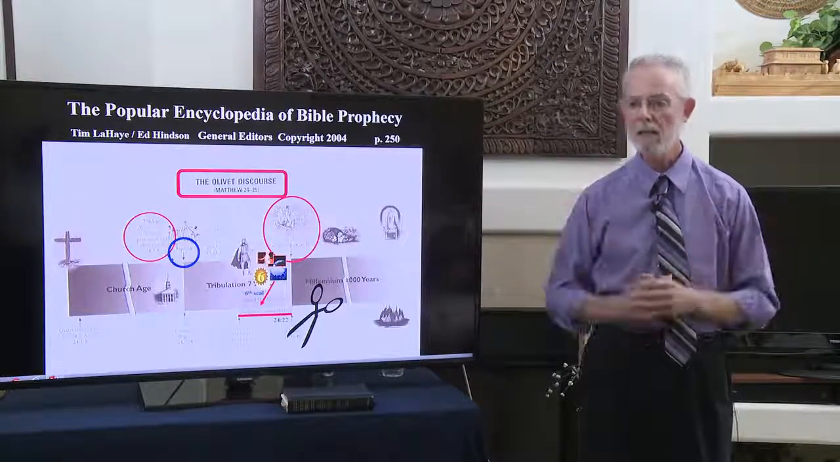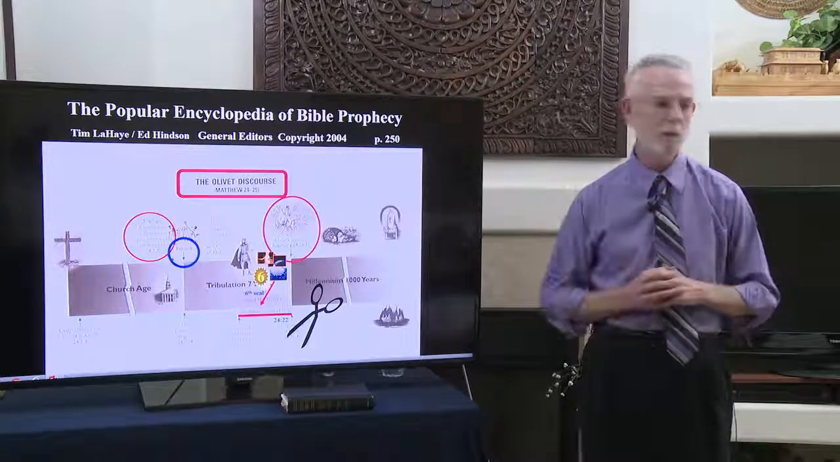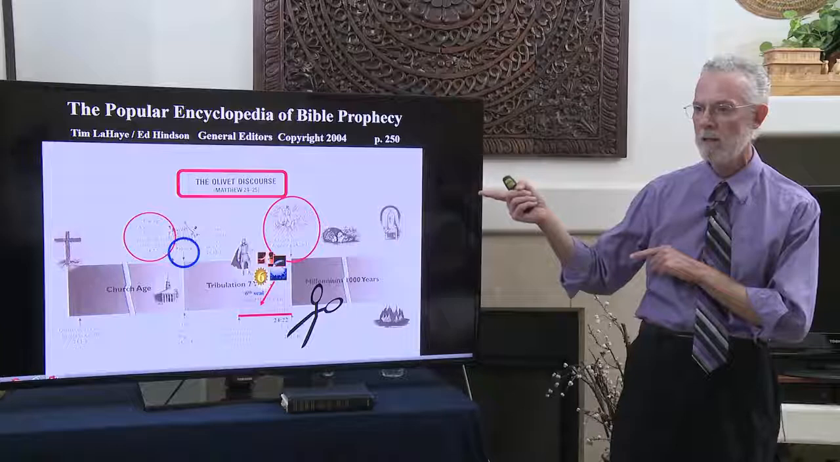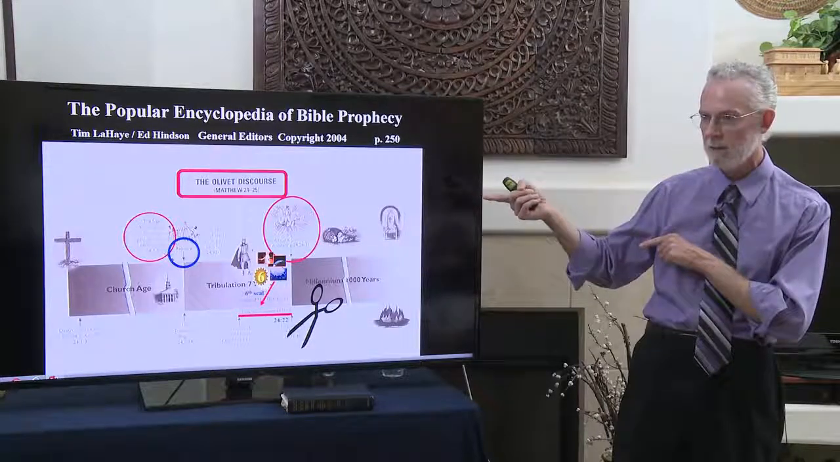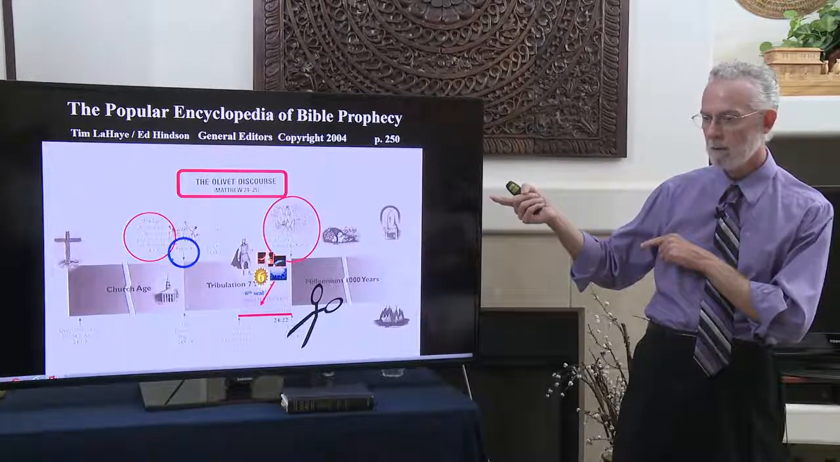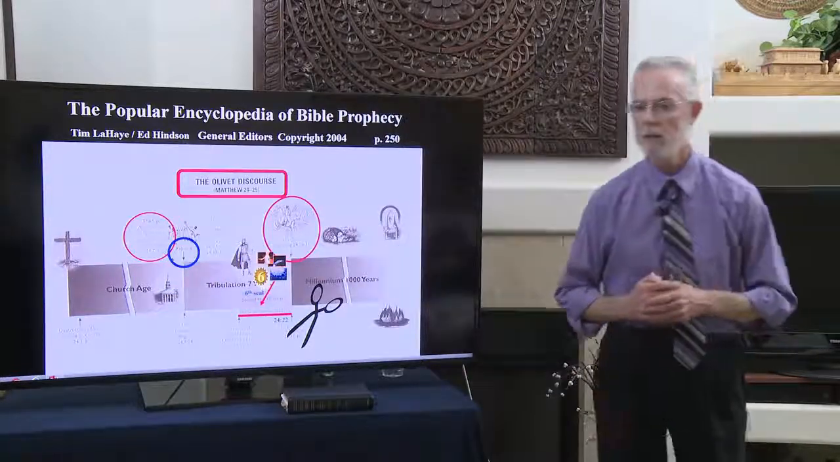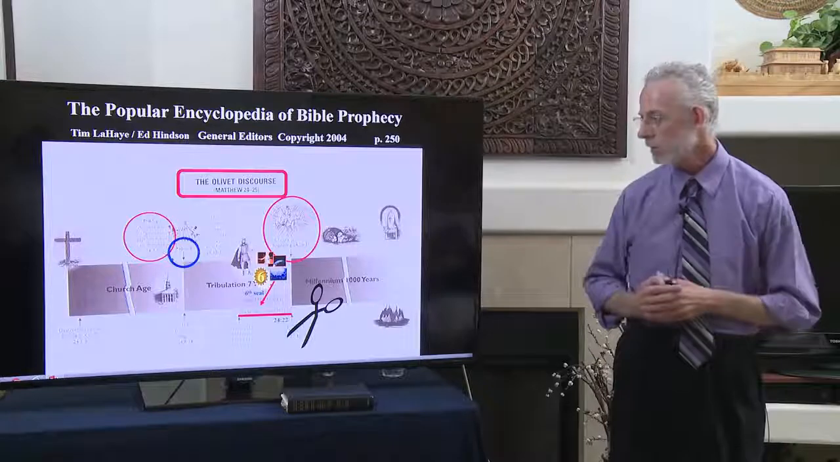Folks, the reason they don't have a passage of scripture there is because there's not a passage of scripture that has the rapture there. Now think about that. If there was a passage that had the rapture there, wouldn't it have been placed on this chart? They have scripture everywhere else, but they don't have a scripture indicating that the timing of the rapture is there. I think that's pretty powerful evidence.